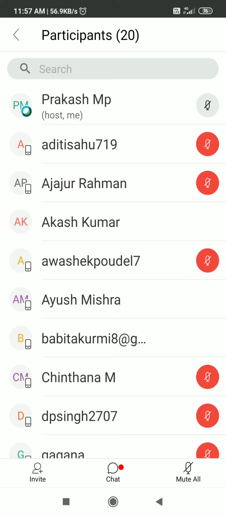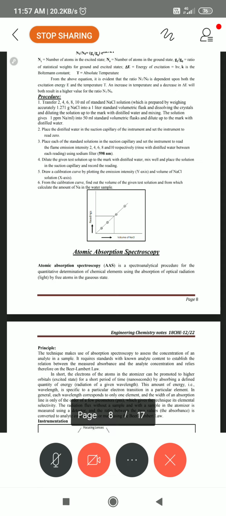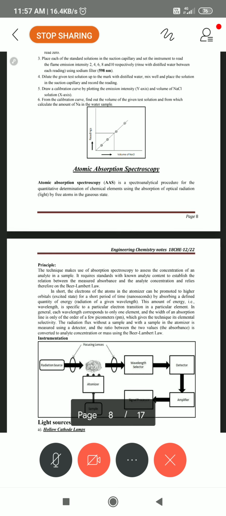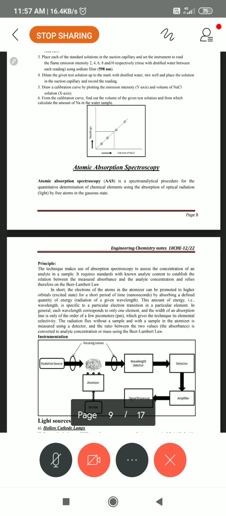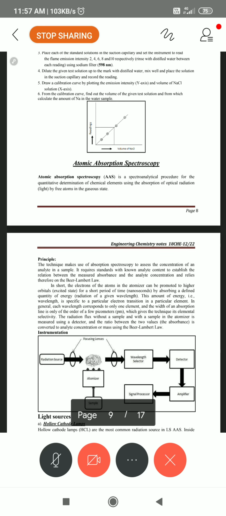Same as before: one line is the volume of the series of standard solutions, and the second line is the emissions. Here, how many excited atoms emit, how many excited states there are, based on that we can calculate the ppm of sodium, potassium, the cations.